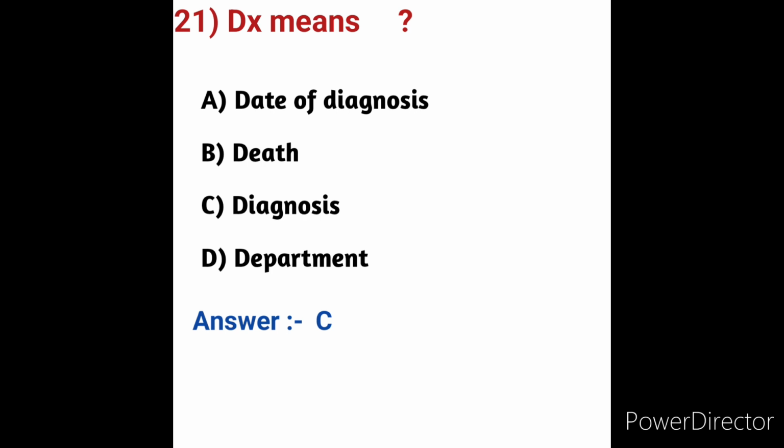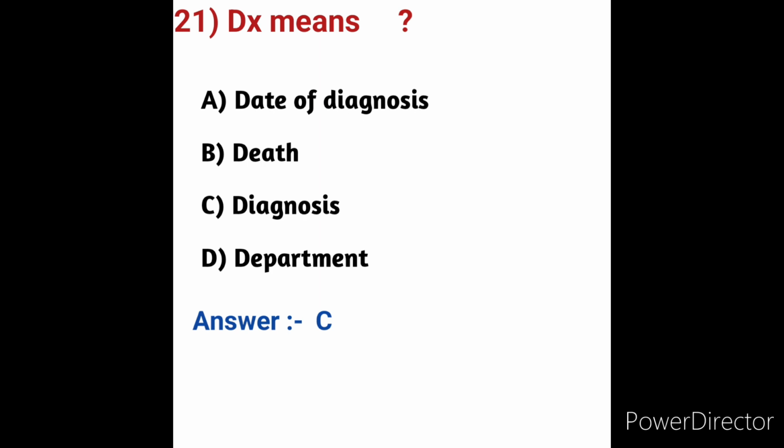Additionally, I will explain TX. TX means treatment in medical terms. HX means history of the patient, and SX means symptoms of the patient. So TX means treatment, HX means history, and SX means symptoms. But in this question DX is given. DX means option C, diagnosis.